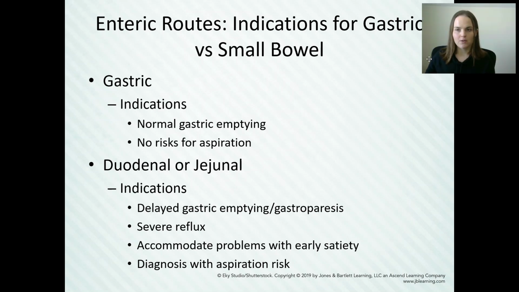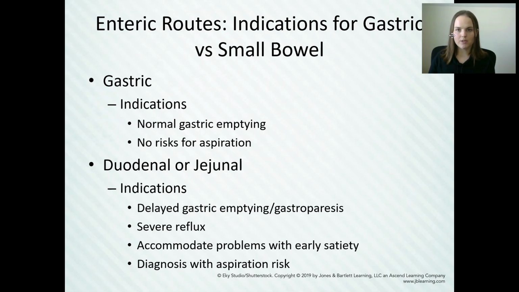Okay, so when we're looking at indications for gastric placement or small bowel placement, for gastric, the indications are normal gastric emptying, so they're still releasing their stomach content at a normal rate, and no risk for aspiration. The ASPEN guidelines for best practice do state that a gastric placement should be the preferred and initial placement in most patient populations. And so I would always default to that unless there's a contraindication for a gastric placement.